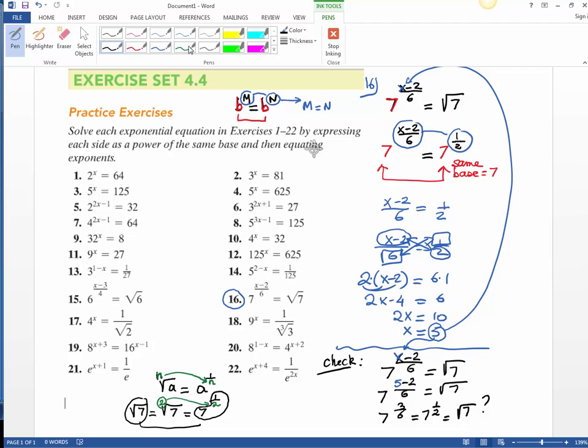Yes, indeed it is, because remember, when we say a quantity to the power 1 over something, it is the nth root, in this case the square root of the number 7. So it is indeed the same thing as writing just plain square root of 7 without mentioning the index of the radical. So both sides do work out, they are matching. So the solution set is indeed the number 5.